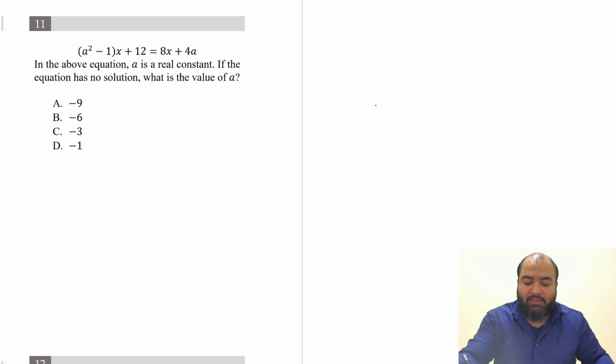All right. In the above equation, a is a real constant. Now this one has no solution. The one we did before had infinitely many solutions. So no solution means both sides will not be the same. Infinitely many solutions, both sides would have been the same. Now we're just going to plug in and see.